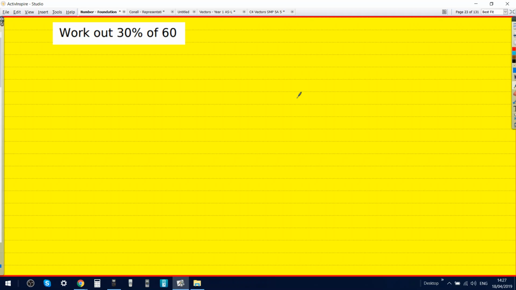30% of 60, I mean, that's half. So 30% of 60 is 1/2. Would you say 1/2 or 50% is half? Right. So is that the answer? 50%? No. 30, sorry. Still no. What would it be as a fraction? 30%.